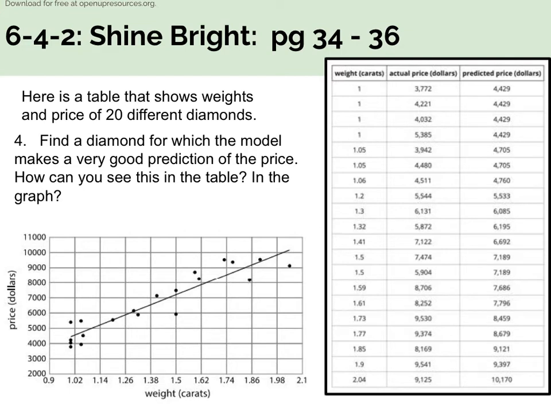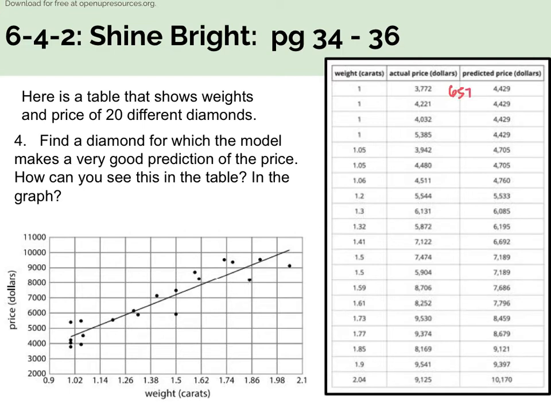So how would we actually figure this out? What we're going to do is take the table information and, just like we did before, subtract these two and see how they differ. So we're going to do 4,429 minus 3,700, 429 minus 3,772. Okay, so this difference is 657.